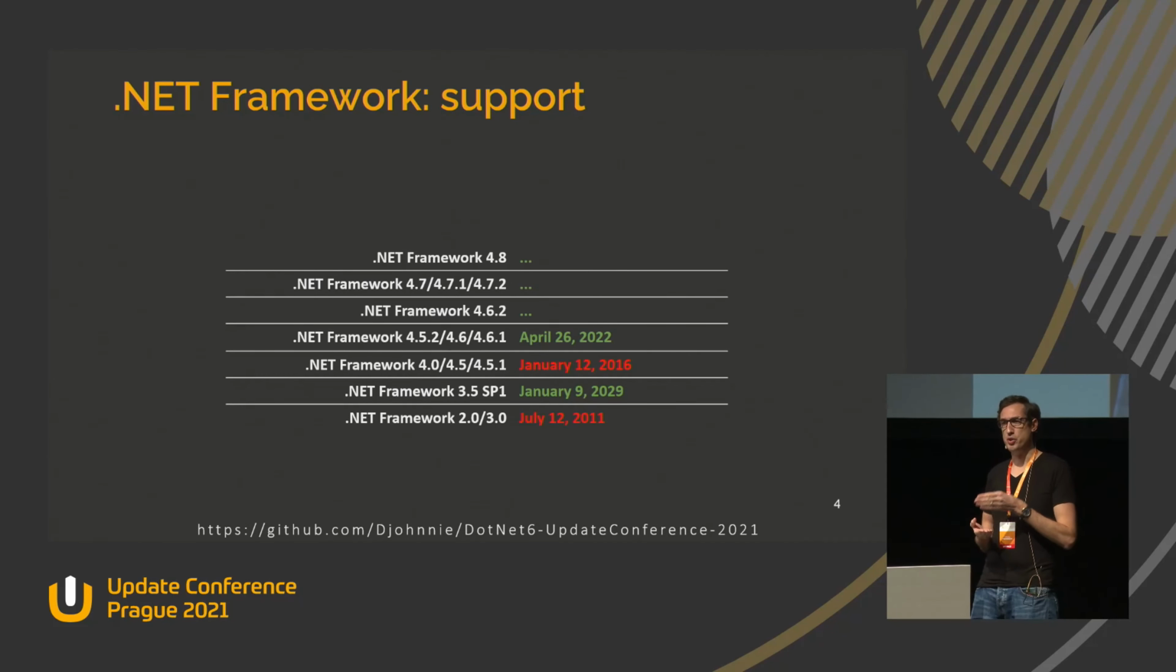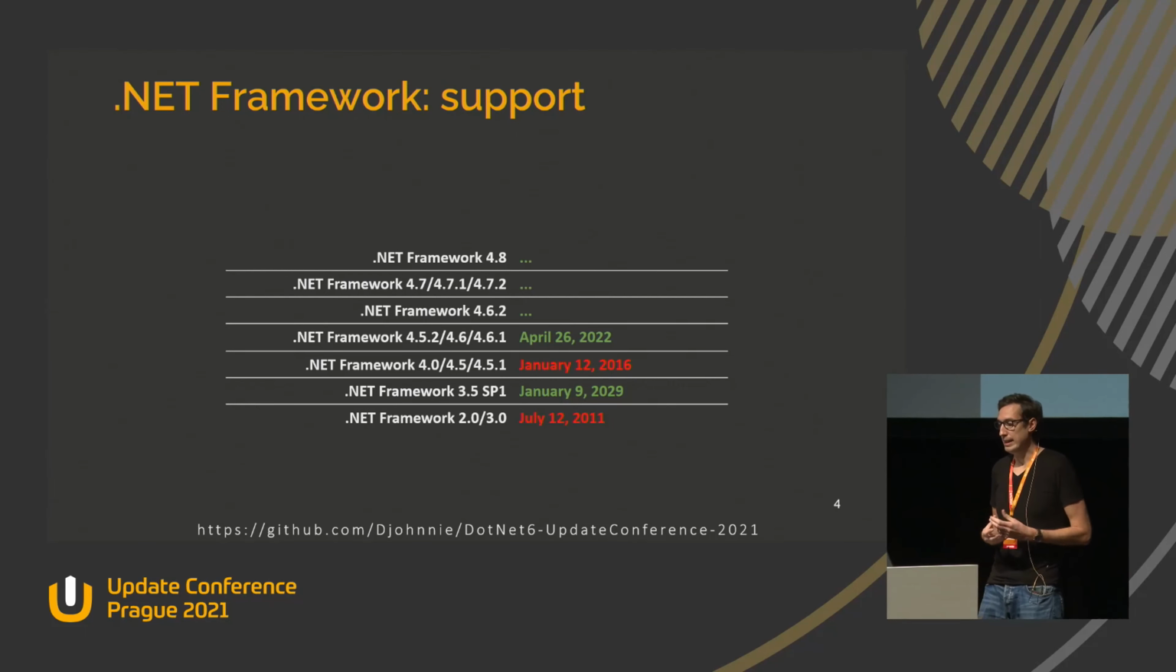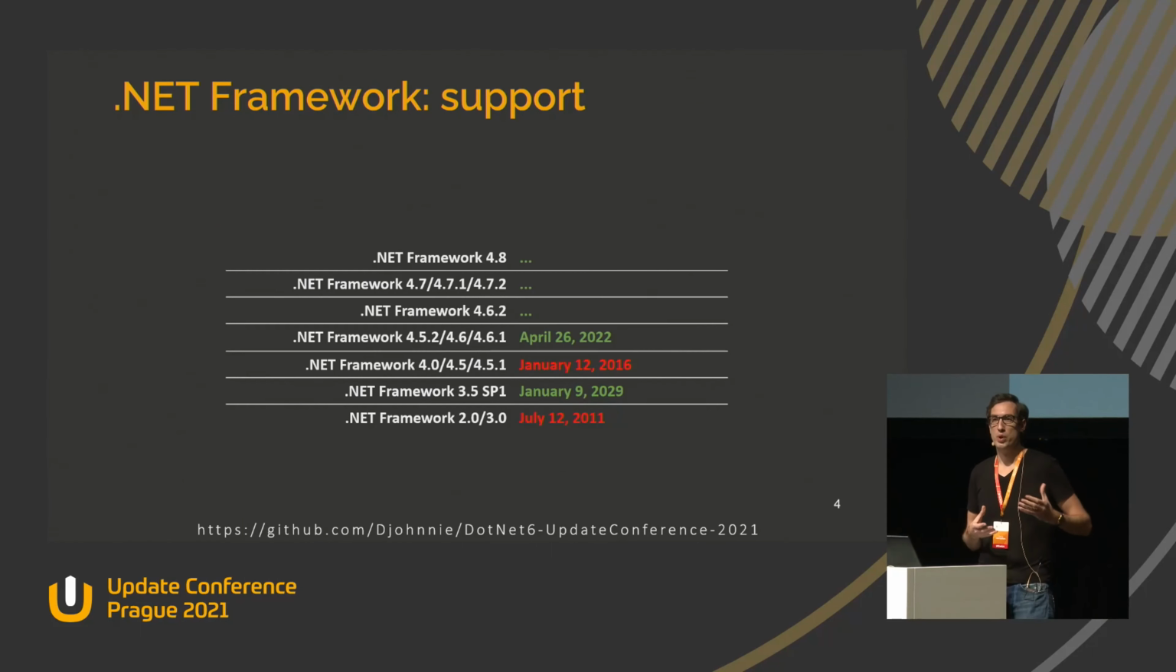And because of this, the support dates are actually tied to these releases of Windows. So the .NET Framework 3.5 Service Pack 1 is tied to a Windows Server version, and it will go out of support when that Windows Server version goes out of support. The latest version, .NET Framework 4.8, will go out of support when Windows goes out of support.